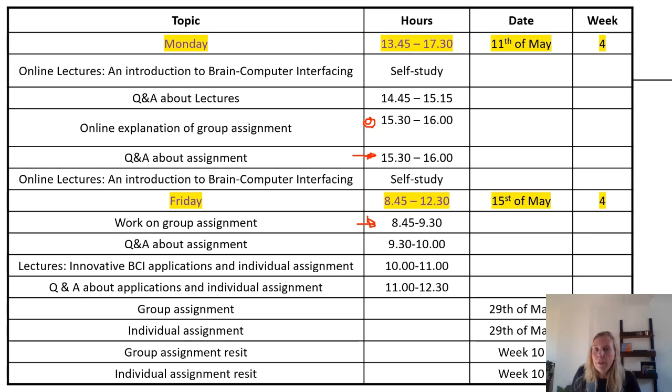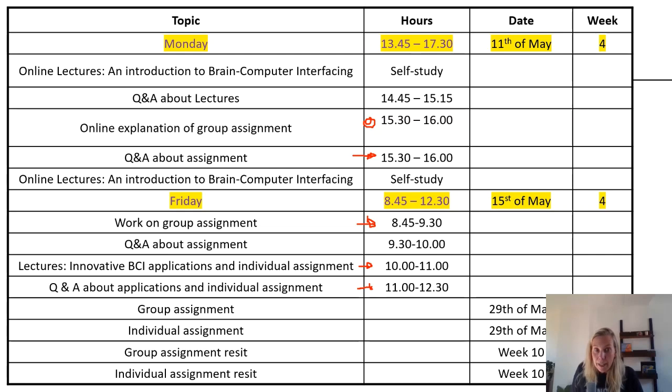From 9:30 until 10, I will answer questions about the assignment. And then you can spend an hour or so studying my lectures about innovative brain-computer interface applications, and I will explain the individual assignment. And then in the end, you can ask me, I'm sure, lots of leftover questions, and you can ask me questions about the individual assignment.